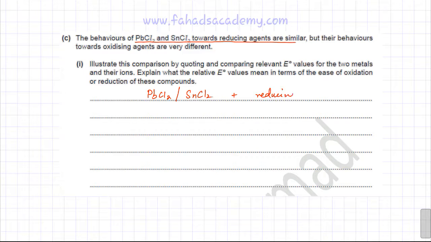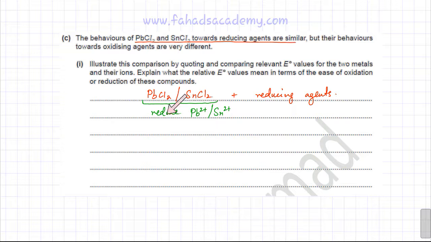Remember, what do reducing agents do? Reducing agents are going to reduce Pb2+. So they're going to reduce PbCl2 and SnCl2, which have two ions in them. One is Pb2+ and the other one is Sn2+. So their behavior towards reducing agents is very similar, which means that when they are reacting with reducing agents, both of them have a similar tendency to get reduced.